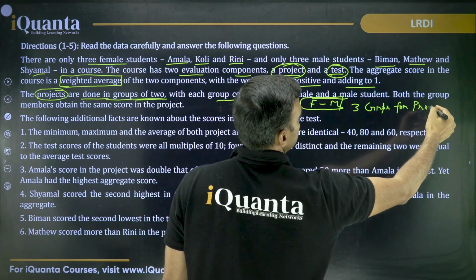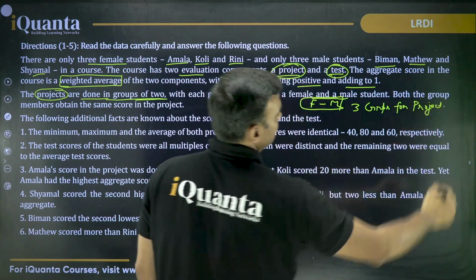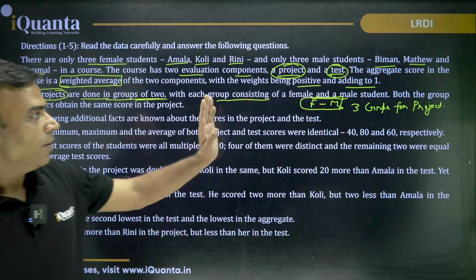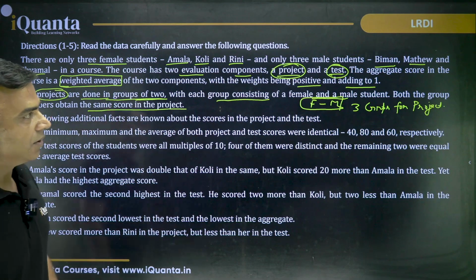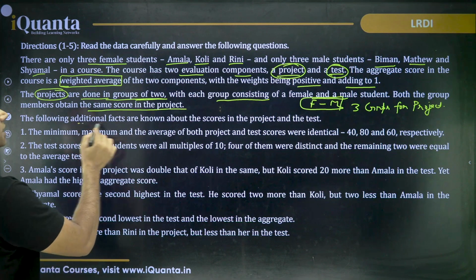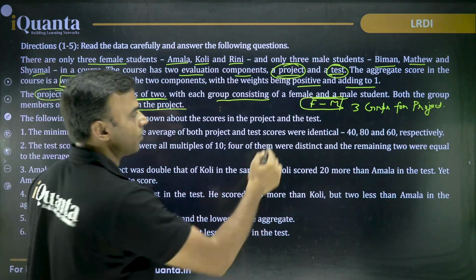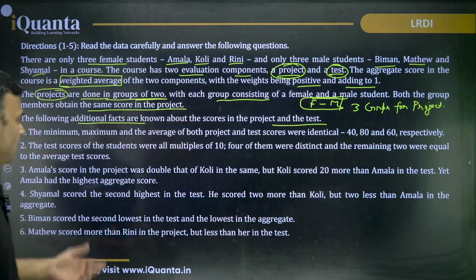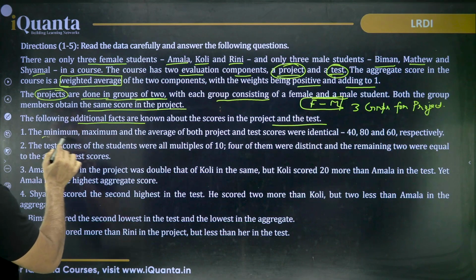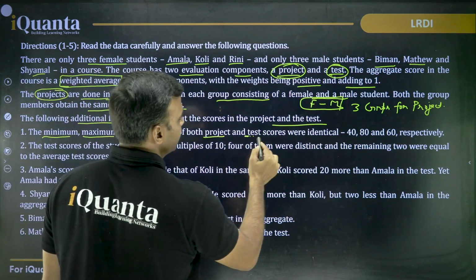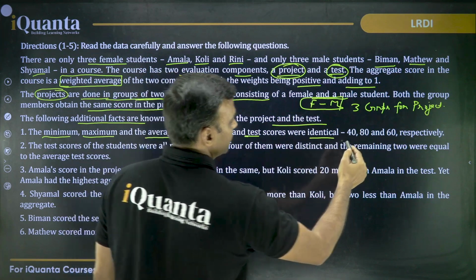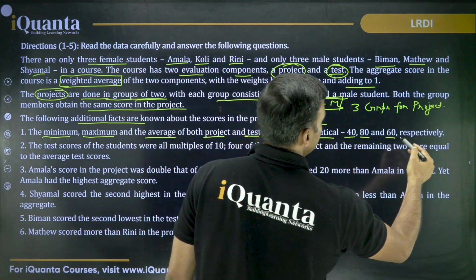Not for the test, project. Test is independent for all of them. Test is free for all of them. Both the group members obtain the same score. Nice, that's good. Then we have the following additional facts known about the scores in the project and the test. First condition, the minimum, maximum and the average of both project and test scores were identical. That is 40, 80 and 60 respectively.